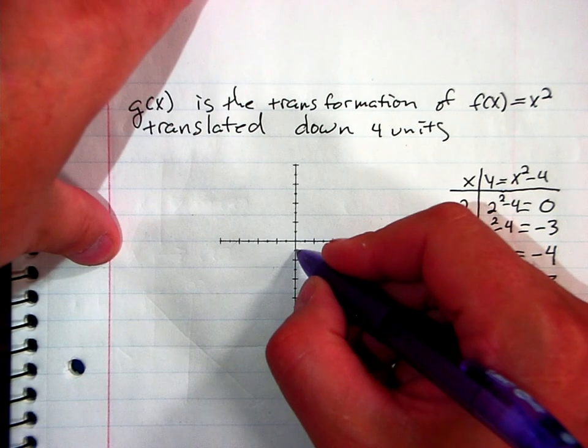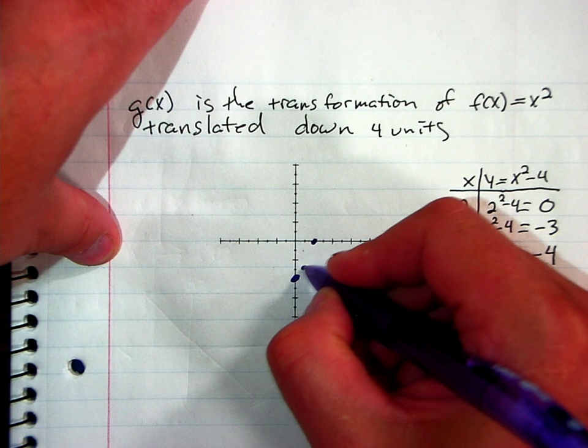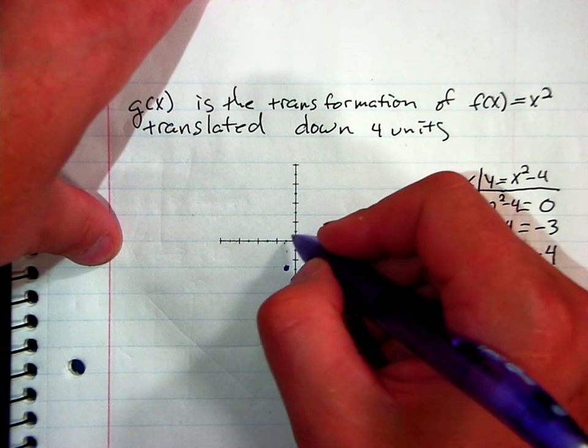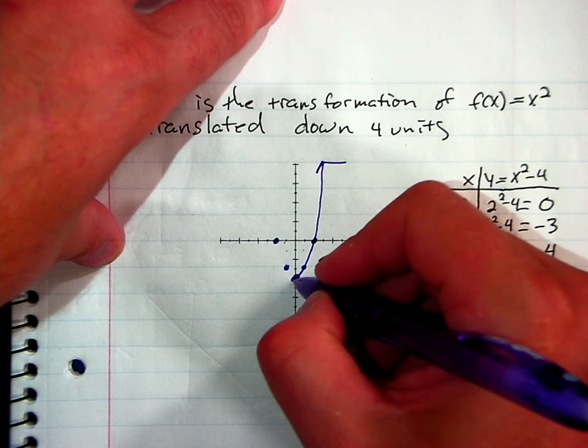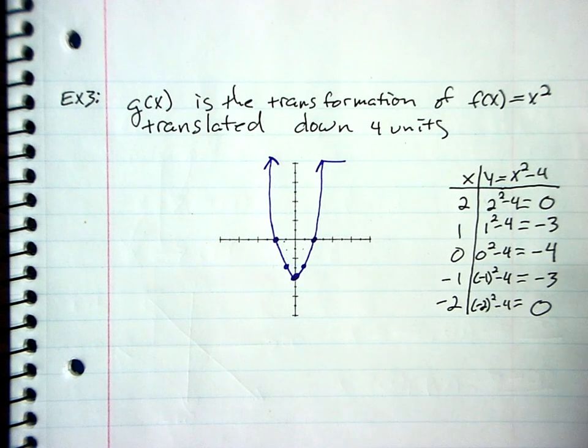Over 0, down 4. 1, 2, 3, 4. Over 2, up 0. Over 1, down 3. Left 1, down 3. Left 2, up 0. And now draw your lovely parabola. Congratulations. Oh, wait, no, no. As long as it looks similar to that, you're fine.